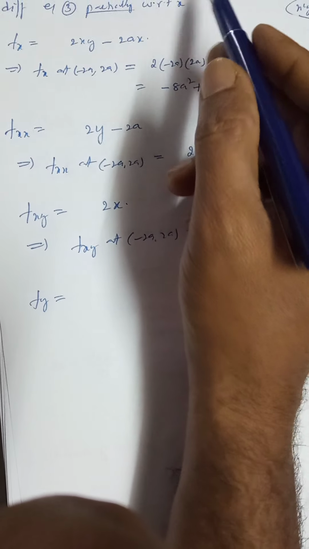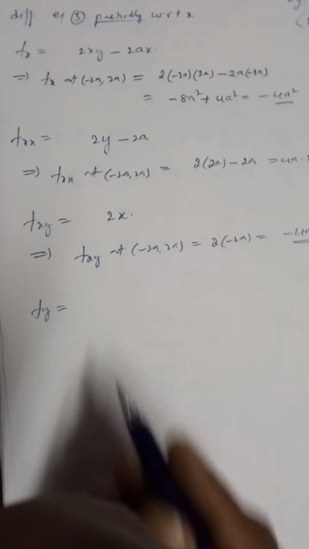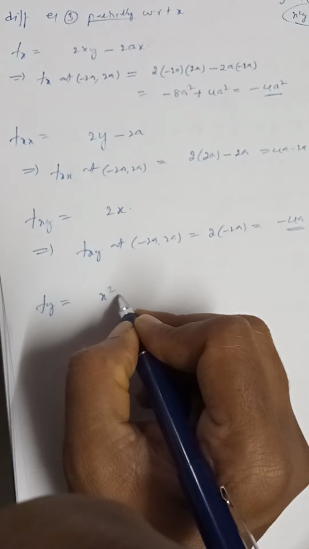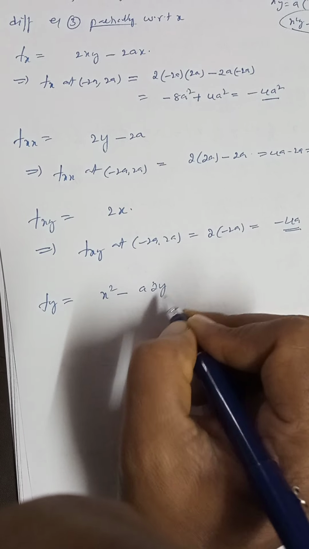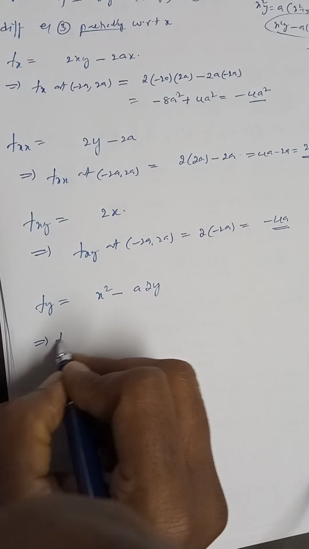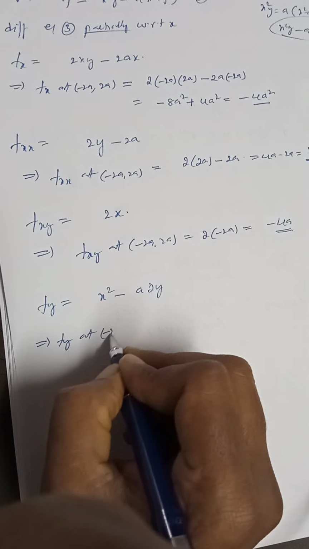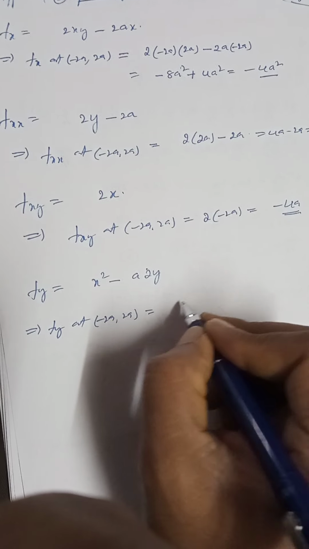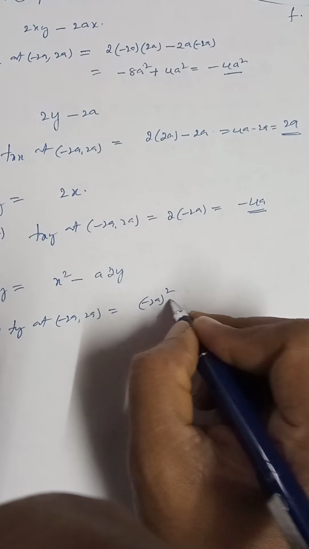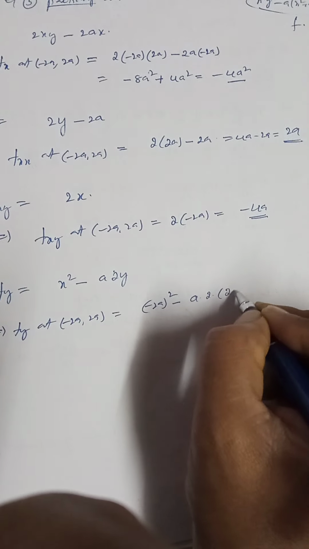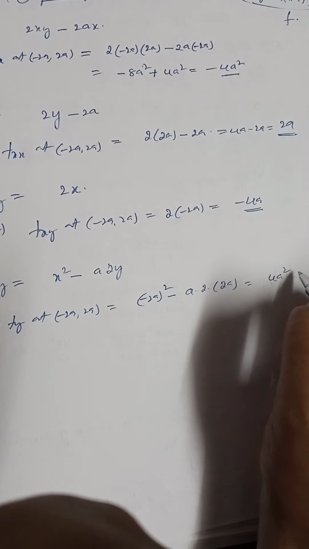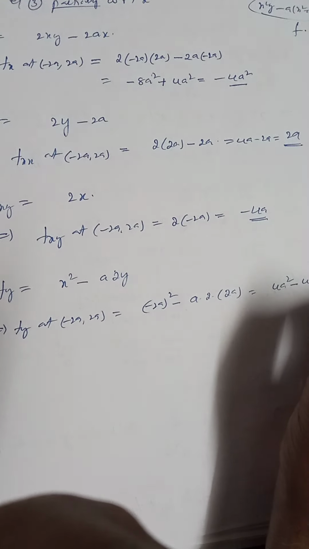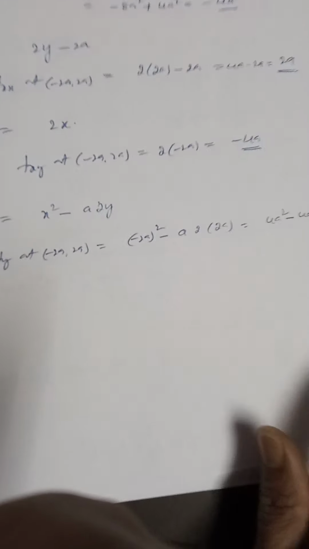Next, fy means what? Differentiate equation 3 partially with respect to y, then we will get fy. Fy is equal to x square minus a into 2y, that is 2ay. Now I want fy value at minus 2a comma 2a, which is equal to minus 2a whole square minus a into 2 into 2a, that is equal to 4a square minus 4a square, which is nothing but 0. Fy value is 0. Right?